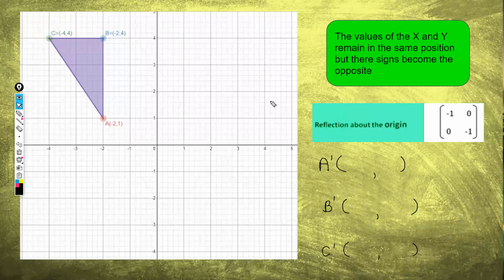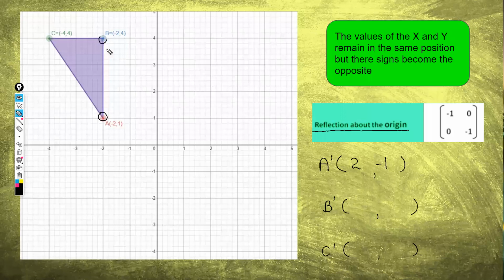All right, so let's see who is right and who is wrong. According to the instructions for a reflection about or through the origin, the values of x and y stay in the same position. So let's look at A. A has a 2 and a 1. They remain in the same position, but the signs have to become the opposite. The opposite of minus 2 is positive 2. You can choose to put the positive, but as we all know, if we leave it out, it's automatically positive. And the positive 1 is minus 1.